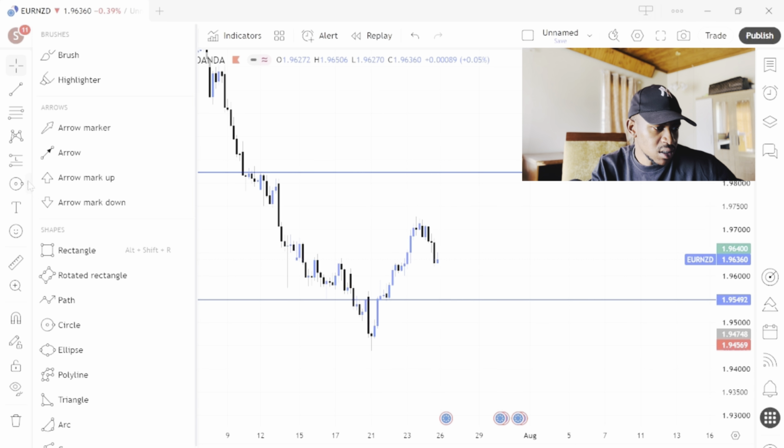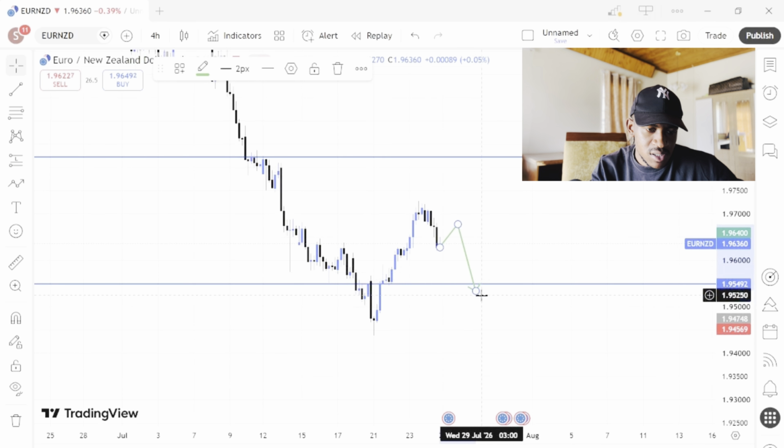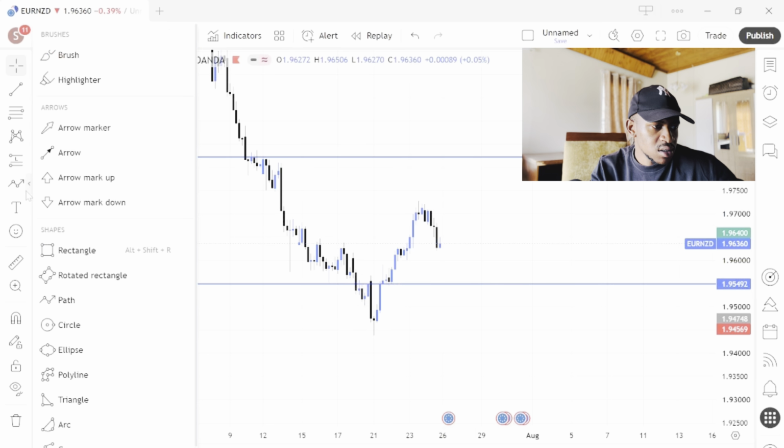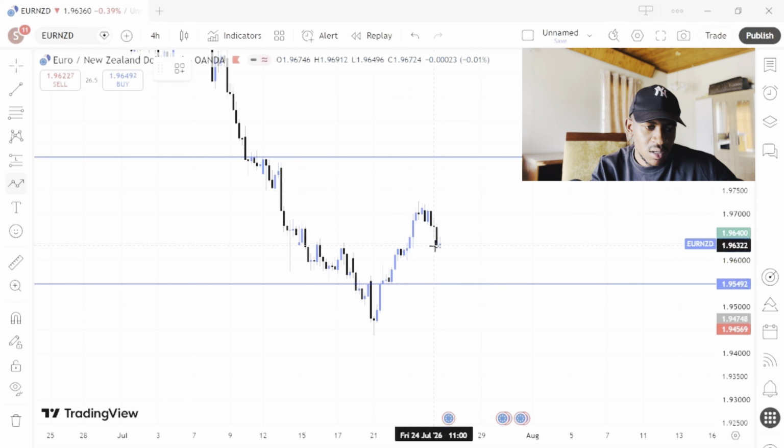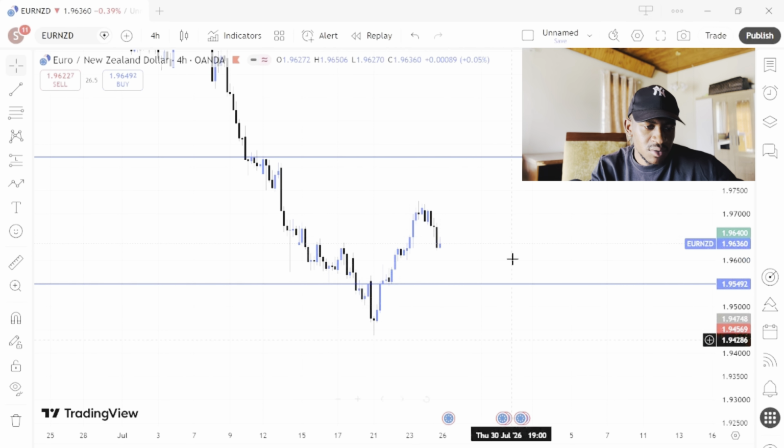So we want to see something like this, right? I don't know how exactly price will do this, but we're looking for something like this. Hey, the path is always giving me problems. But yeah, basically we're looking for something like this. We're looking for something like that. We wanna enter somewhere around these lows.